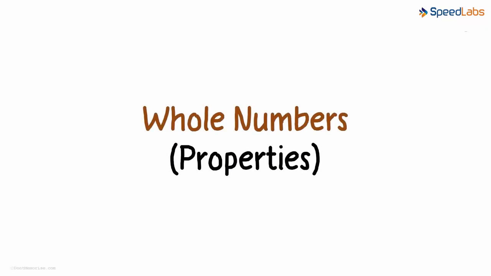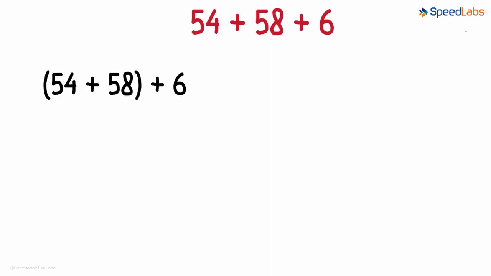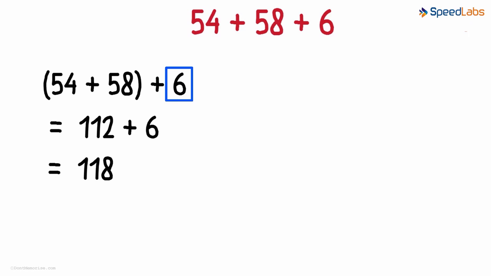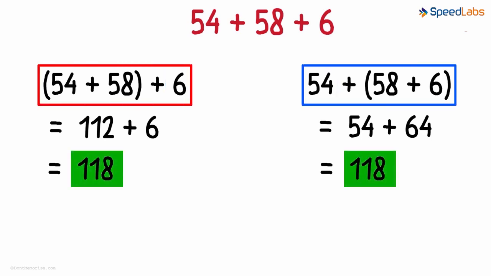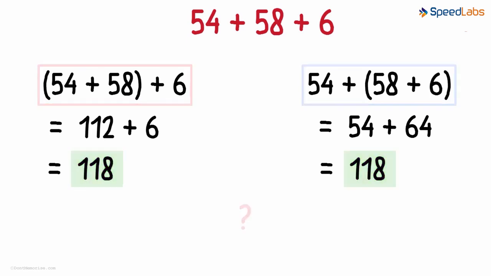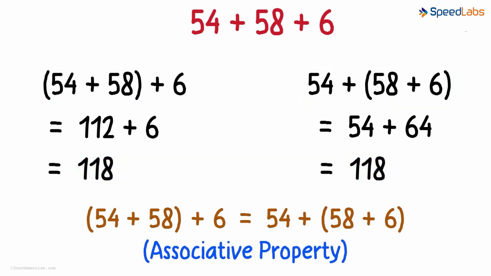We have seen in our previous video that we can add any three numbers in two ways. We can either add the first and second number, then add the result that we get to the third number, or we can add the second and third numbers first and then add the result to the first number. Both give us the same answer. But why do they give us the same answer? This is because of the associative property of the whole numbers under addition.